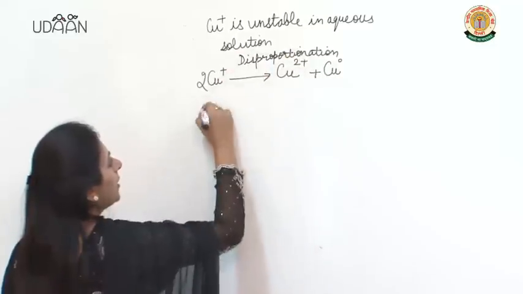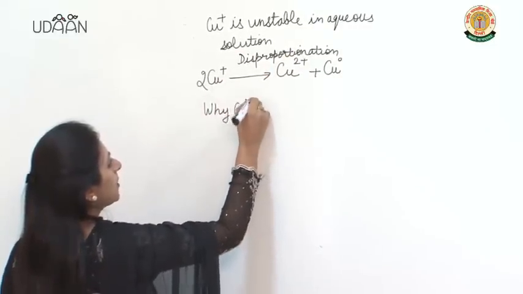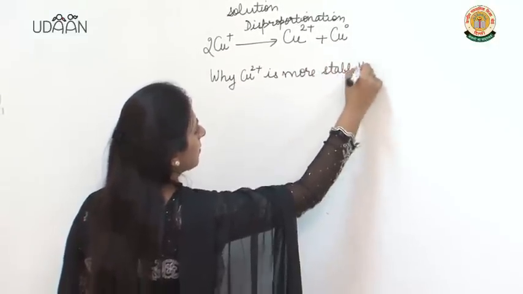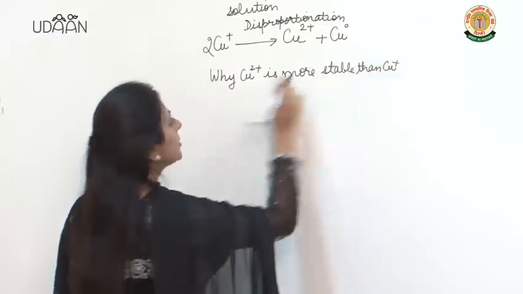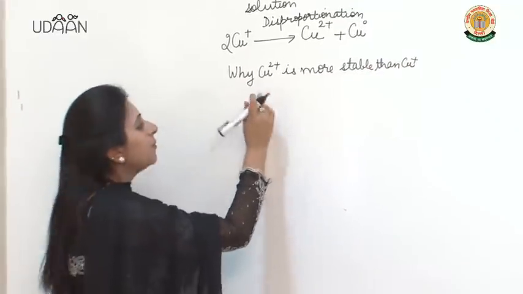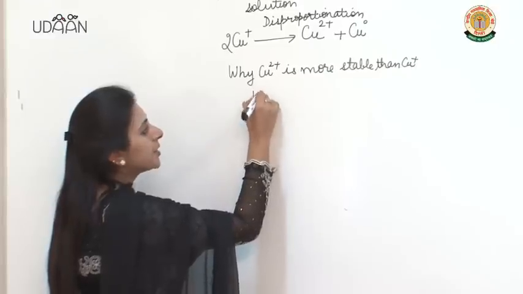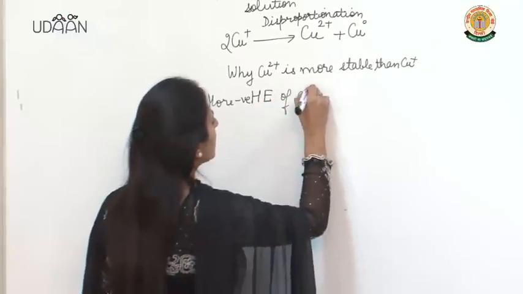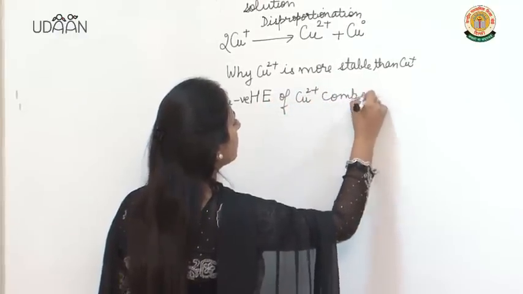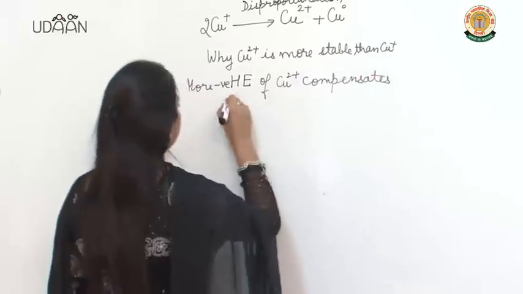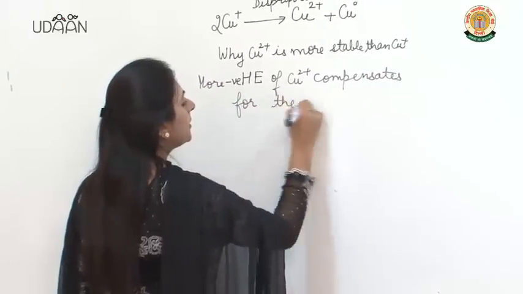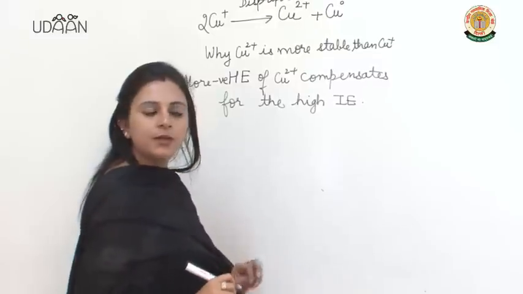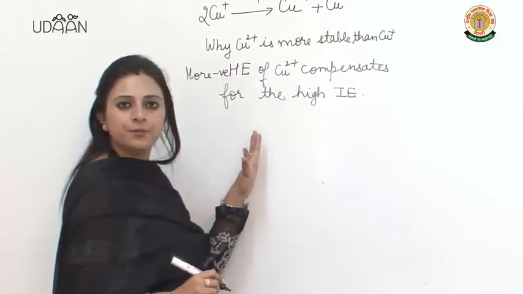Now why is Cu2+ more stable than copper+? Although ionization energy of Cu2+ is much high, because the hydration enthalpy, more negative hydration enthalpy of Cu2+ compensates for the high ionization enthalpy. That is why Cu2+ is more stable.